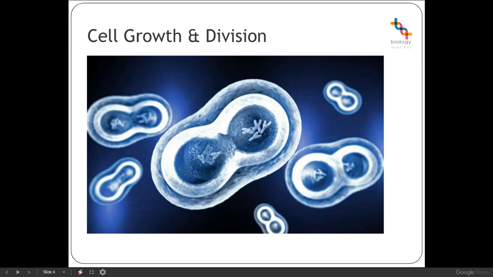So some cells will need replacing quicker than others. For example, the absorptive cells in the small intestine are replaced every 5 to 6 days, while on the other hand, you've got red blood cells being replaced every 120 days or so. And that's going to vary depending on the role of each individual cell.